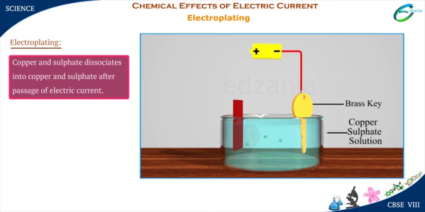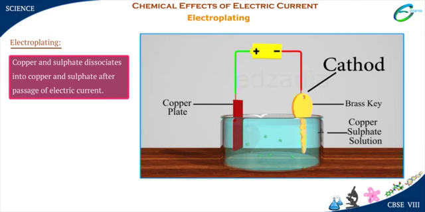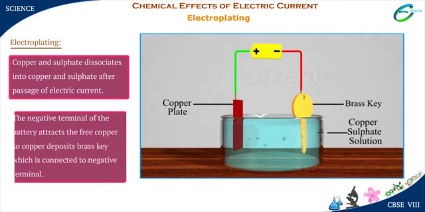In this process, the object to be electroplated is connected to the negative terminal of the current source. The positive terminal is connected to the pure metal. So, the brass key acts as a cathode, while the copper plate acts as anode. The free copper gets drawn to the electrode connected to the negative terminal of the battery and gets deposited on it.